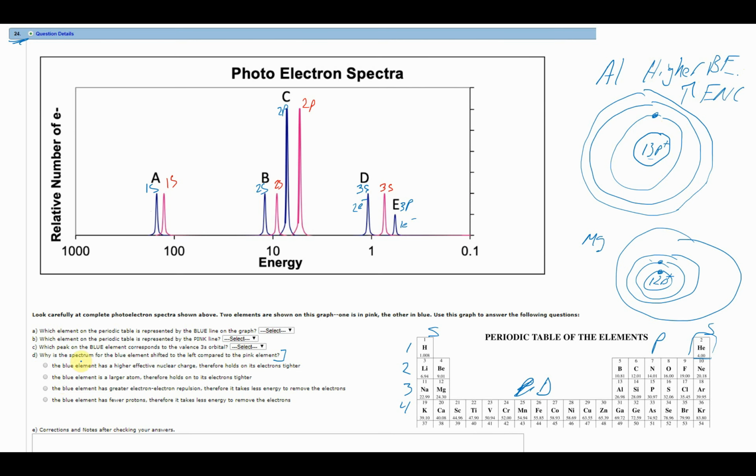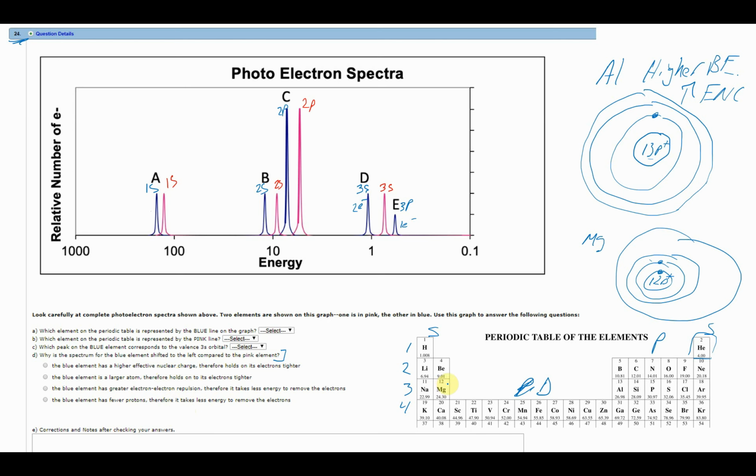Maybe they'll say more protons. The blue element, which was aluminum, right? Yep. The blue element has a higher effective nuclear charge, therefore holds onto its electrons tighter. Ooh, that sounds good. I like that one. The blue element is a larger atom. Actually, let's get into that while we're here. I think the first one's going to be the correct answer, but often debunking the others is really important.